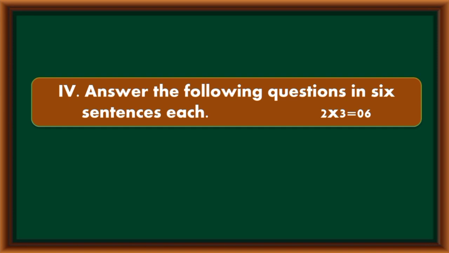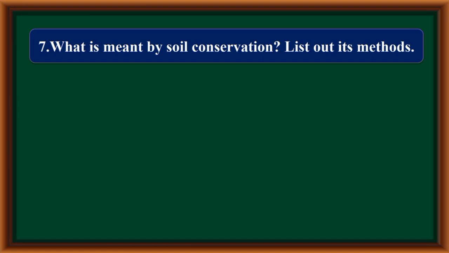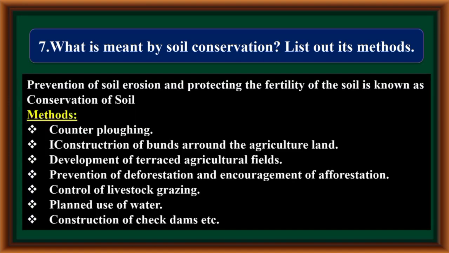Fourth main: answer the following questions in 6 sentences each. What is meant by soil conservation? List out its methods. Prevention of soil erosion and protecting the fertility of the soil is known as conservation of soil. Soil conservation methods are contour ploughing, construction of bunds around the agricultural land, development of terraced agricultural fields, prevention of deforestation and encouragement of afforestation, control of livestock grazing, planned use of water, construction of check dams, etc.